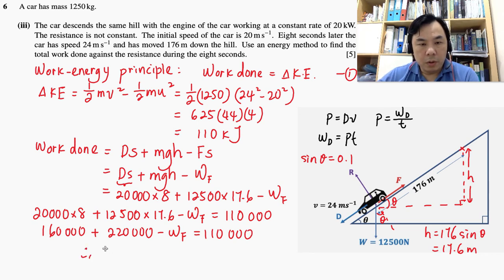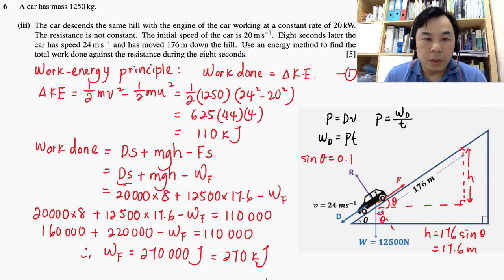Therefore, we can work out the work done against the resistance due to motion within that 8 seconds. That would result in 270,000 joules, or you can write it as 270 kilojoules here. I hope that is clear. This would be the proper way to apply the work energy principle correctly.